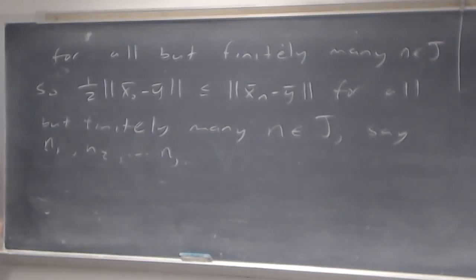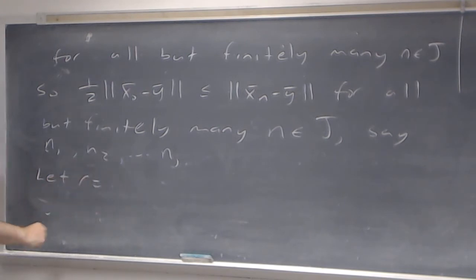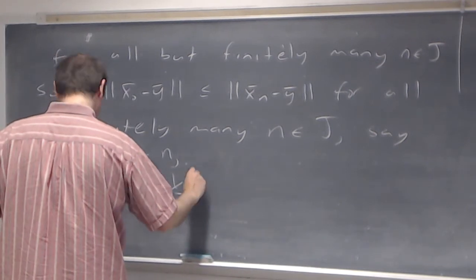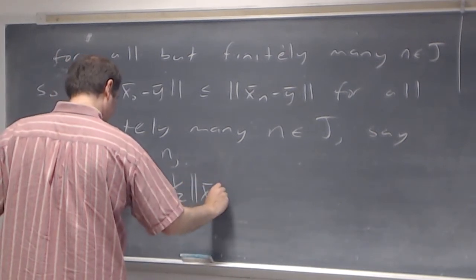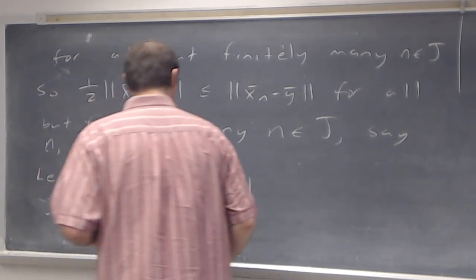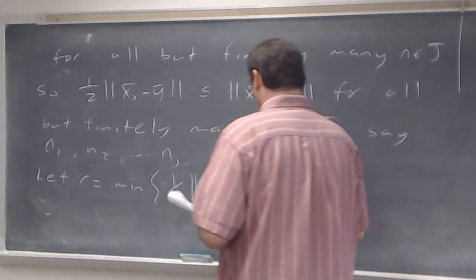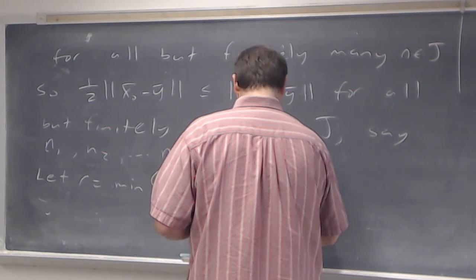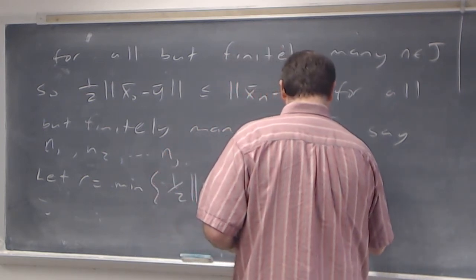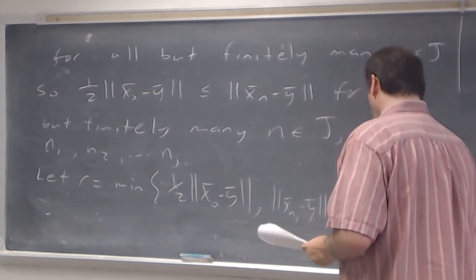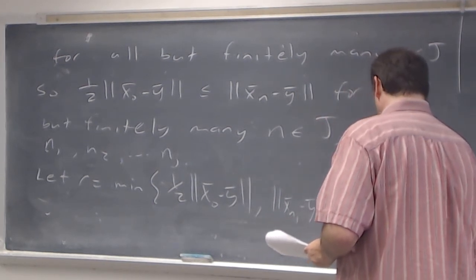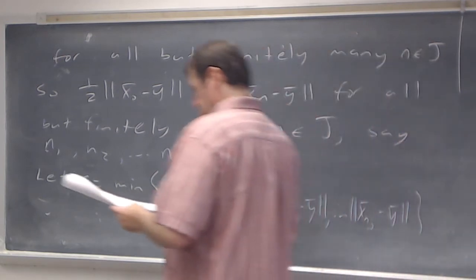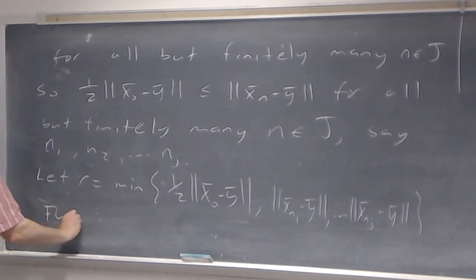So what we do is we let r, which is going to be a radius, be equal to the minimum of these numbers: 1/2 the distance between x sub naught and y, and then the distance of x sub n sub 1 from y, and then all the way up to the distance of x sub n sub j from y. So there are j plus 1 numbers in here. That's fine. Then, here's what we see.